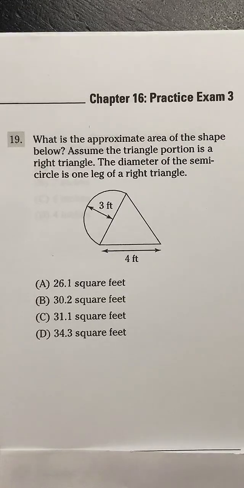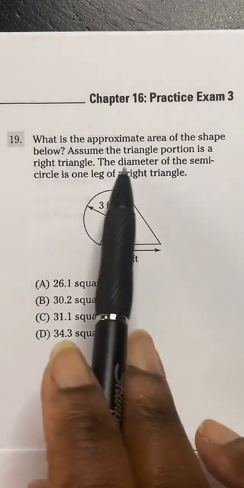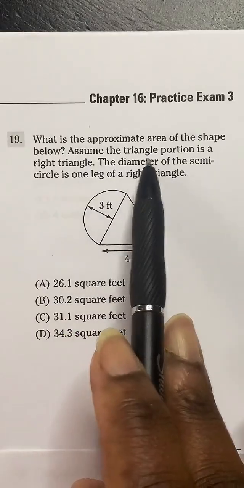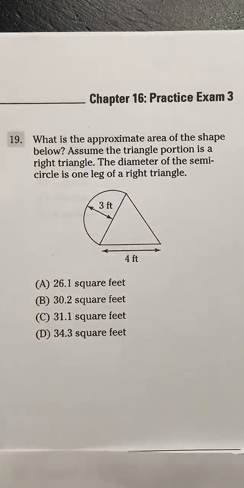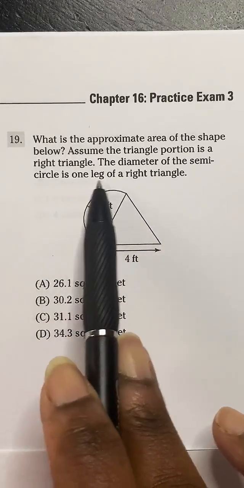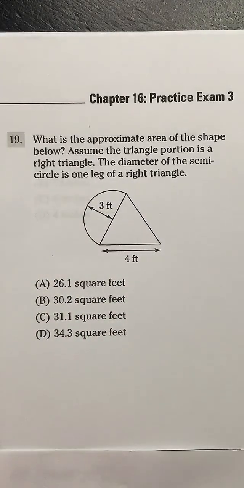Okay, you're in the mid 70s when they start doing what's called a composite figure. So we're taking the area of two shapes, and in order for us to find the area of the whole entire thing, we have to add those two answers together. Now they're asking, what's the approximate area of the shape below? Assume that the triangle portion is a right triangle. The diameter of the semicircle is one leg of the right triangle.